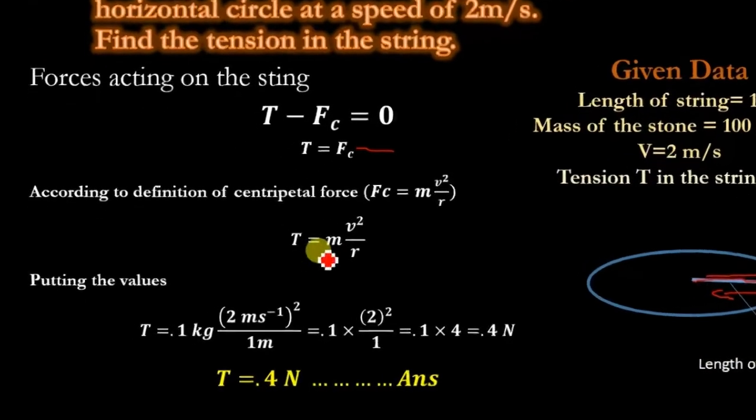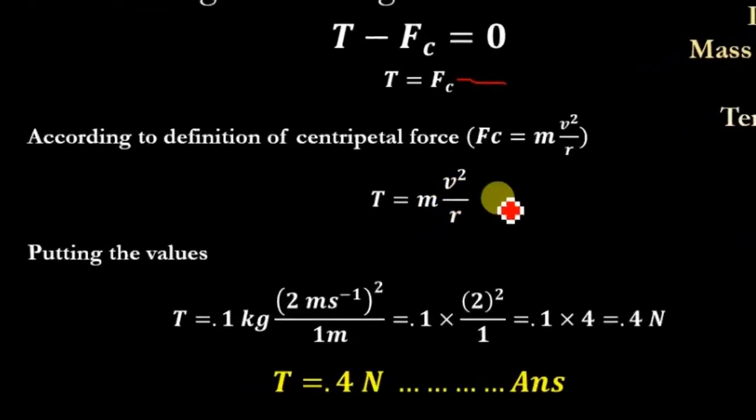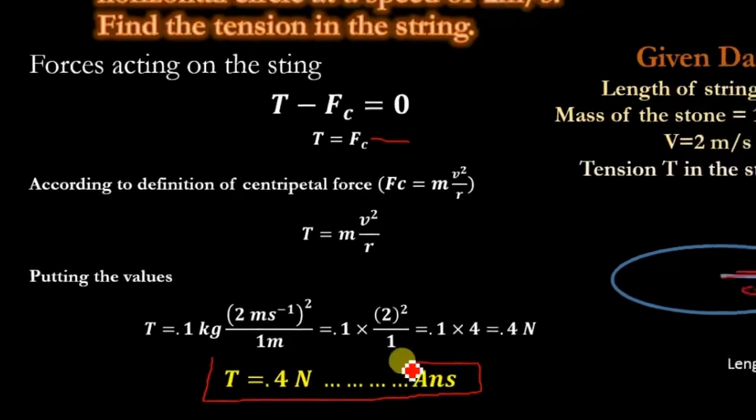Putting the values for m, v and r in this equation, we will get T is equal to 0.1 into 2 square divided by 1. Solving this, we will get 2 multiplied by 2 is equal to 4. 4 multiplied by 0.1 is equal to 0.4. Divided by 1, we will get 0.4 Newton. And the tension T in the string is equal to 0.4 Newton. This is the required answer.